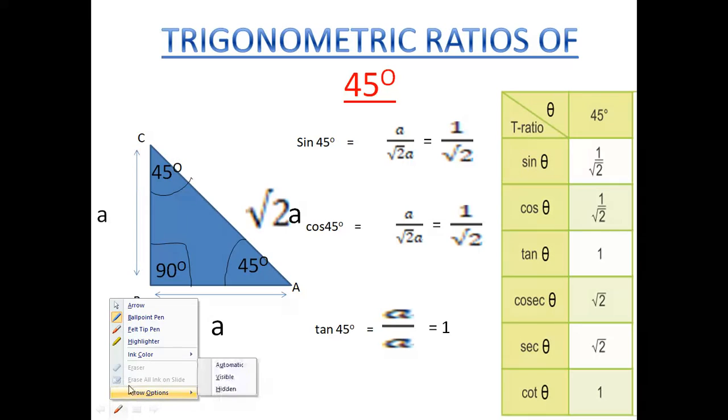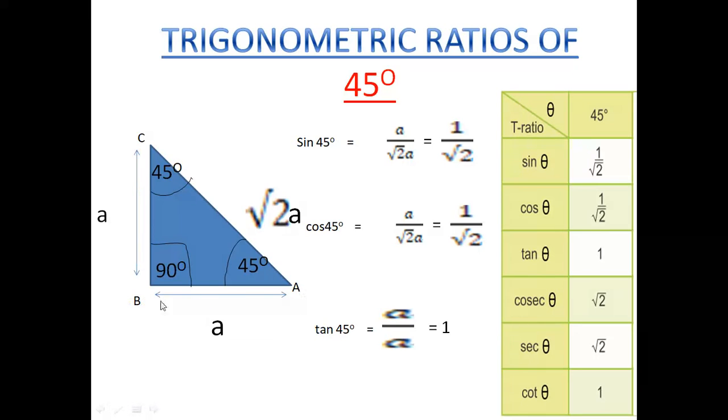That means triangle ABC is what? An isosceles right angle triangle. So let me take AB length as A and BC length as A, because of equal angles, opposite sides are equal. If we use Pythagoras theorem, we can find the hypotenuse AC. That value is root 2 into A. Now we have the opposite side length, adjacent side length and hypotenuse length.